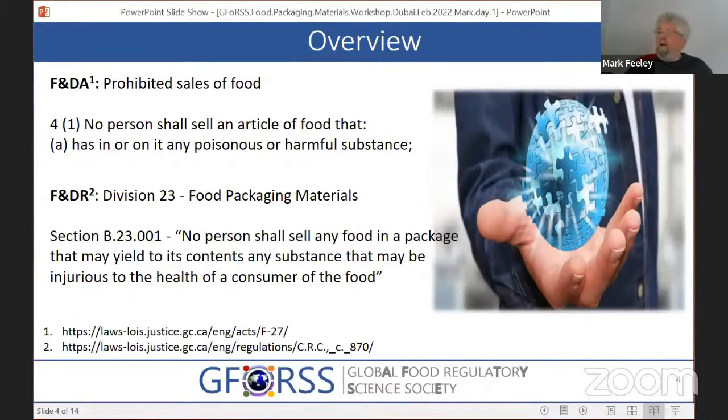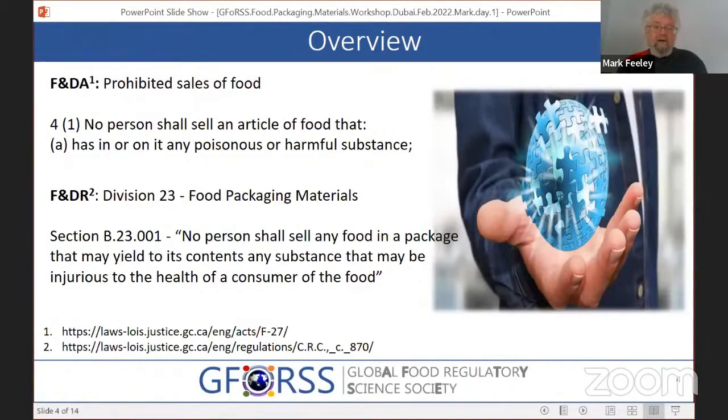As I mentioned, the first overarching act is the Food and Drug Act, and there's the URL associated with it. Basically, it has the umbrella provision that no person shall sell an article of food that has in it or on it any poisonous or harmful substance. After they developed this general provision, it basically means that a manufacturer or a seller of a food product is responsible for ensuring that the food does not have any poisonous or harmful substances.